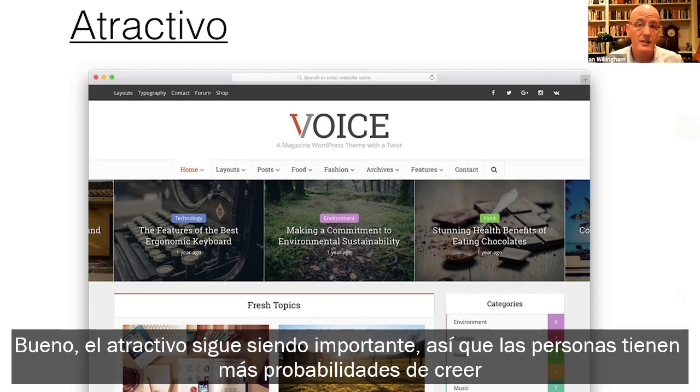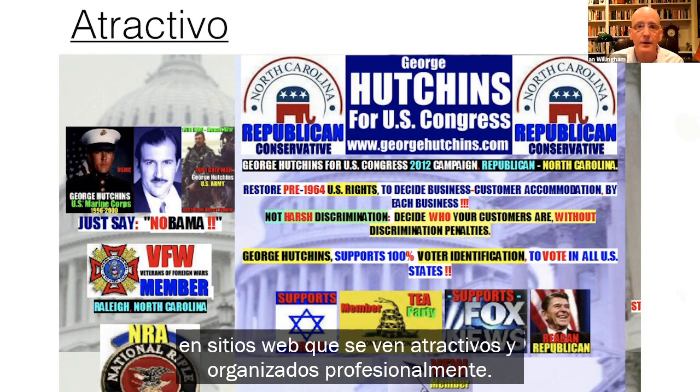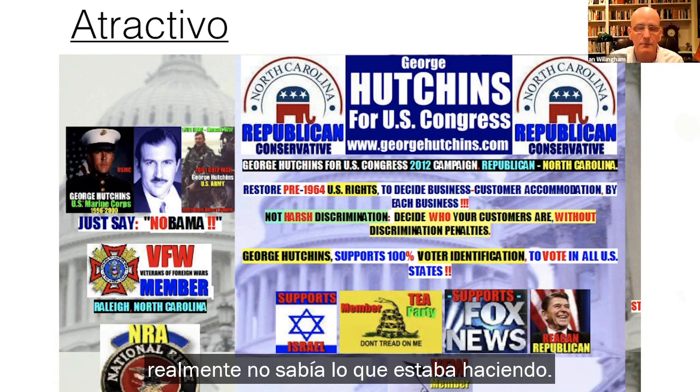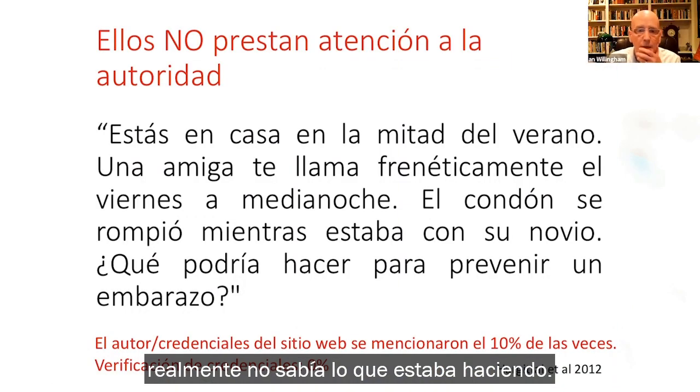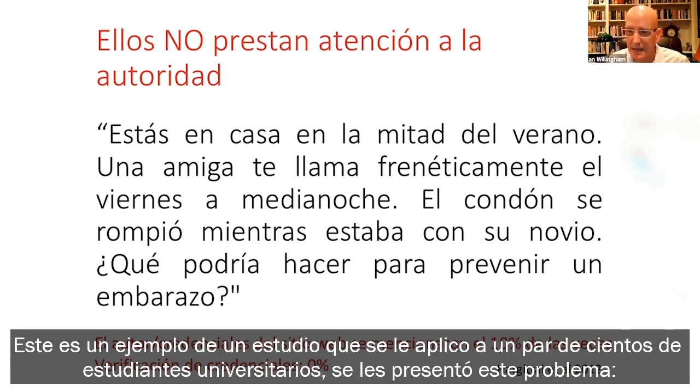Well, attractiveness still matters. People are more likely to believe websites that look attractive and professionally put together, as opposed to websites that look really amateurish, like the person who put it together didn't really know what they were doing. Curiously, people don't pay attention to authority when evaluating websites. So this is an example of a study.